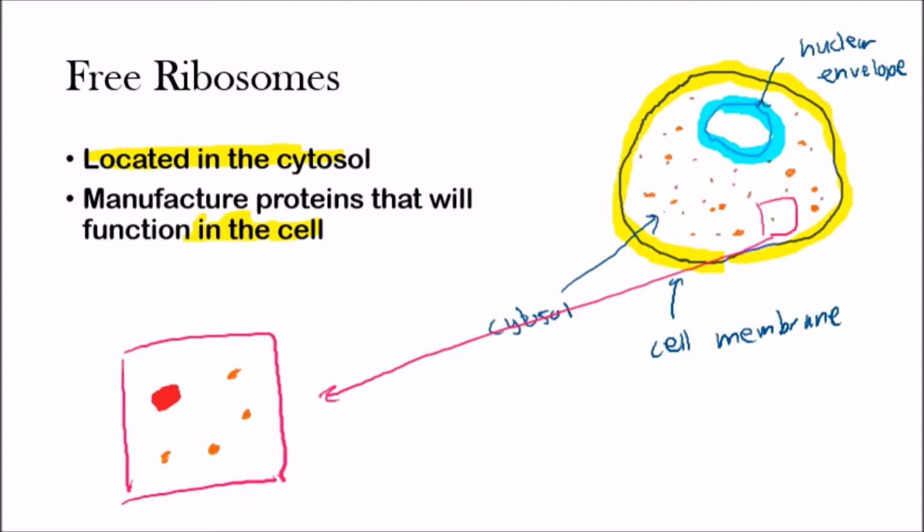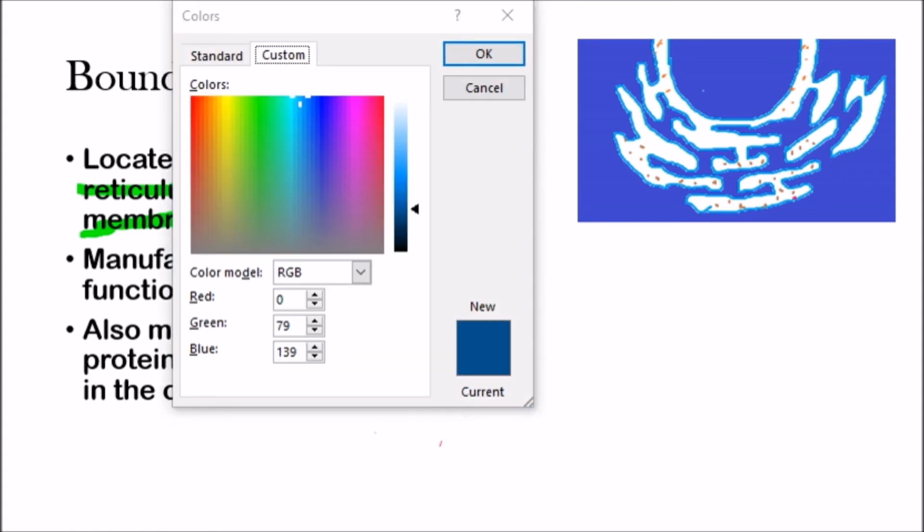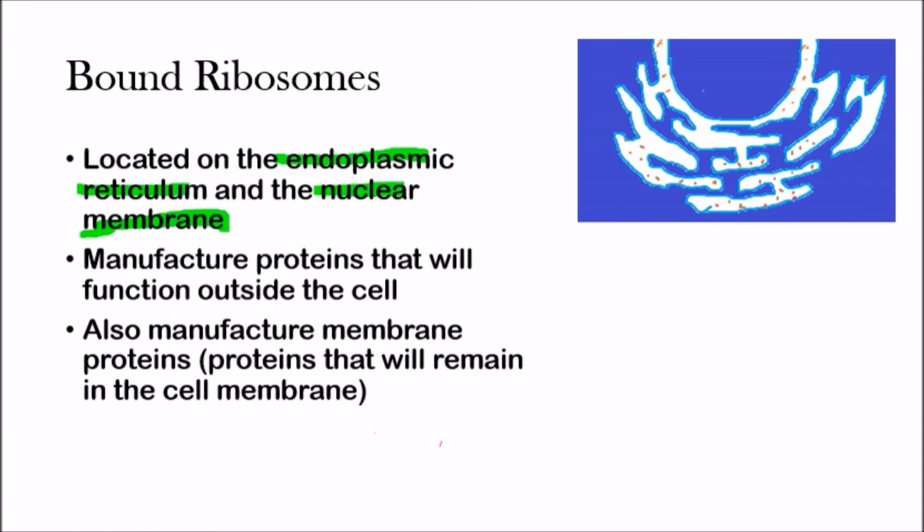In comparison, you have bound ribosomes. Bound ribosomes are located on the endoplasmic reticulum and the nuclear membrane, or nuclear envelope, same thing. Let me use my diagram here, with a different color. Let's use purple. If you look here, we have the nuclear membrane.